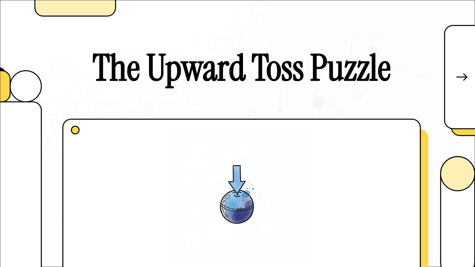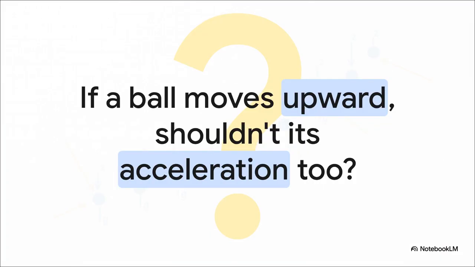Welcome to this explainer. Today we are going to tackle a classic physics puzzle, one that honestly trips up so many students. We're talking about what happens to the acceleration of a ball right after you throw it straight up into the air. So let's just dive right into the big question.